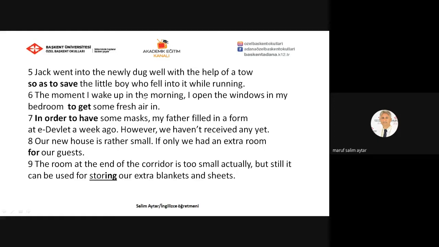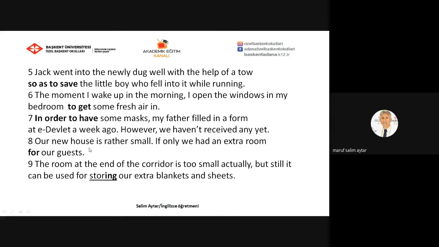The moment I wake up in the morning, I open the windows in my bedroom to get some fresh air in. Or, in order to have some masks, my father filled in a form at E-Devlet a week ago. However, we haven't received any yet.